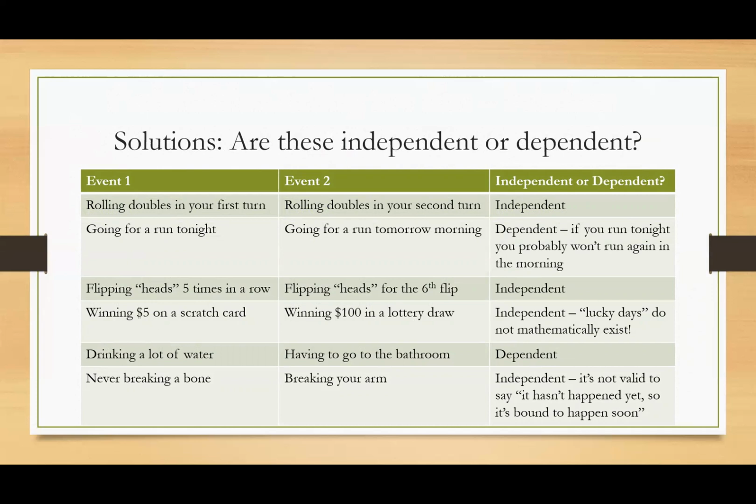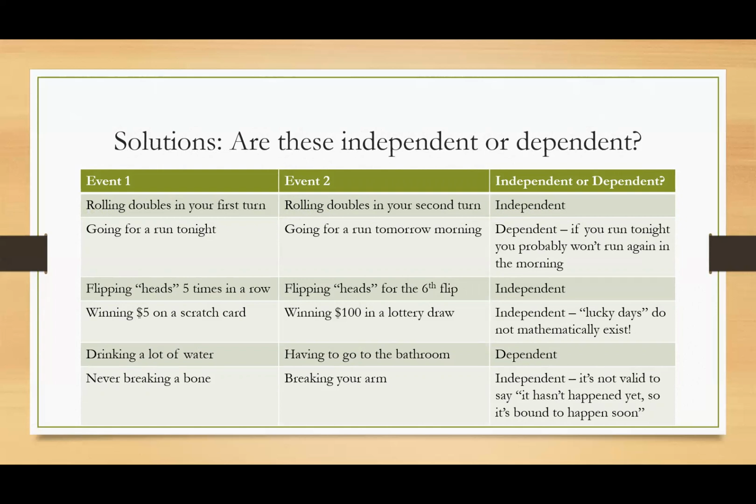Okay, next example, drinking a lot of water and having to go to the bathroom. So these are considered dependent events, of course. If you drink more water, that's going to increase the likelihood that you have to go to the bathroom. So these are dependent events. They connect to each other. Doing one thing changes the outcome of the other.